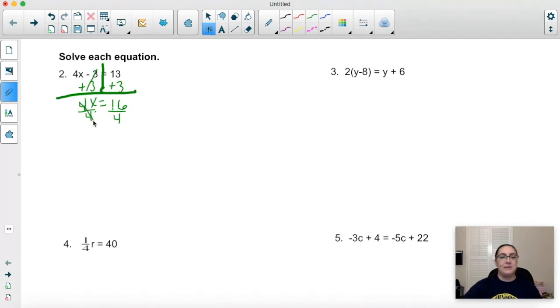Okay, so the 4's cancel out because 4 divided by 4 is 1, and you end up with x equals 4. Okay, so that's the solution for this equation.